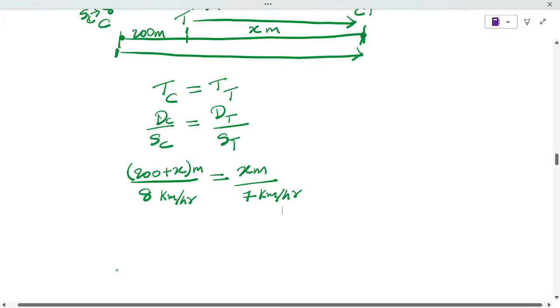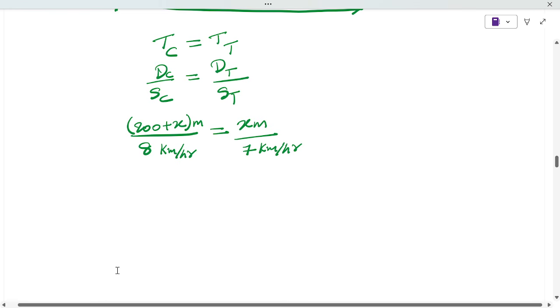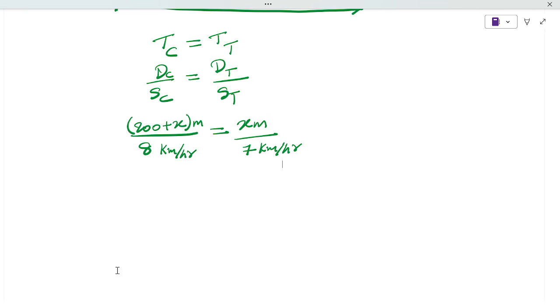Again, some of you might be thinking, why are we not converting into meter per second? The speed is in kilometer per hour, and the distance is in meters, so we would normally need to convert. But whenever we have equal numerator and denominator units, that means they cancel, so we do not need to convert. For that we are not converting it and just keeping it that way.